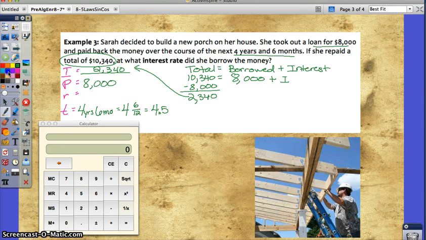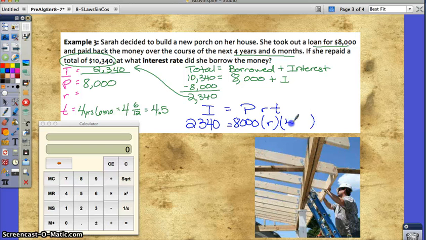Now we are ready to solve this problem. We have the formula I = PRT. We know our interest is $2,340 after we subtracted the principal from the total. The principal is $8,000. The rate is what we don't know this time, and the time is 4.5. Well, again, simplify each side of your equation. You have 8,000 times R times 4.5. You're allowed to reorder these by the commutative property of multiplication. So you can multiply these two together to get an answer.